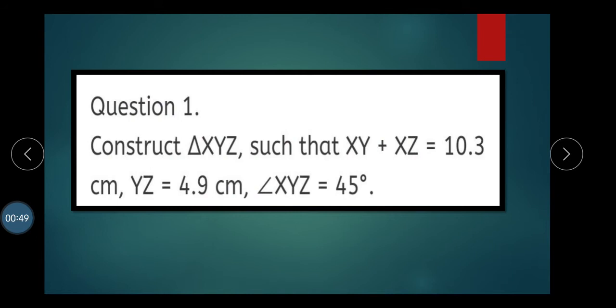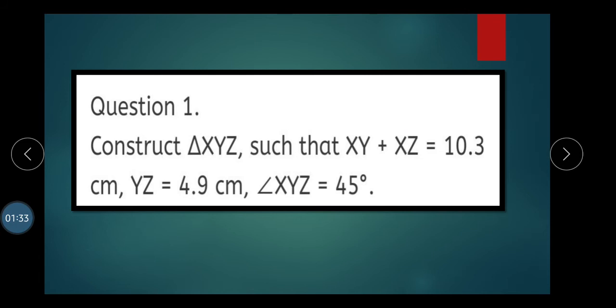Question number 1. Construct triangle XYZ such that XY plus XZ is equal to 10.3 centimeter, YZ is equal to 4.9 centimeter, angle XYZ is equal to 45 degree. I hope you people are remembering something. Yes, this is from construction 1. It says to construct a triangle when its base and the angle adjacent to the base and the sum of the lengths of the remaining sides is given. That is, one angle is given, then the sum of the lengths of the remaining sides is given and the base is given.